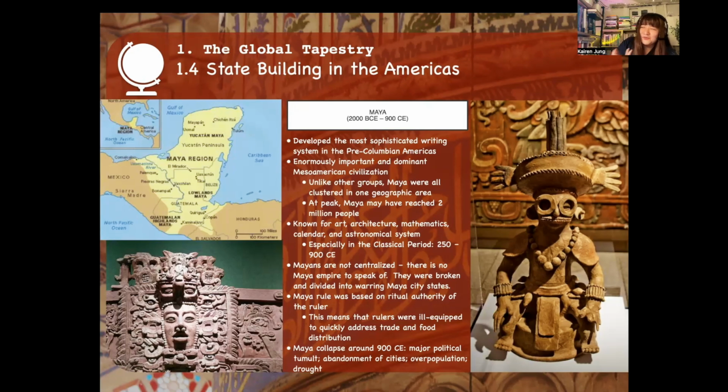Just so you don't confuse the Maya with, for example, the Aztecs or the Inca, they were a very distinct, different civilization. The thing about Mayan city-states is that rulers were not well equipped to address trade issues or issues of food distribution, and so the Maya ended up collapsing around 900 CE, just before our first period starts. There was major political tumult, entire cities were abandoned overnight, there was overpopulation, and there was a lot of drought, and that was why they floundered.